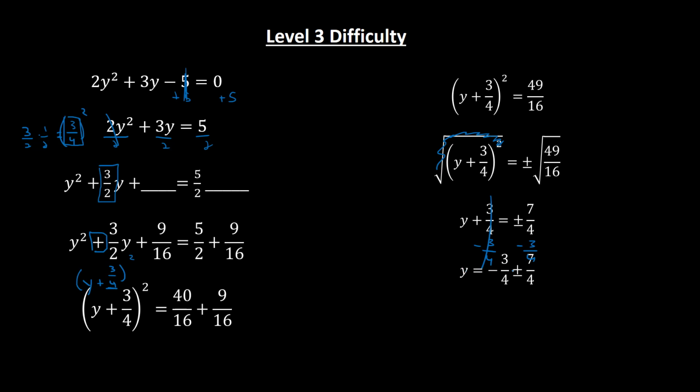Well, that's two different solutions. I can combine those fractions to get my two solutions of negative 3/4 plus 7/4 or negative 3/4 minus 7/4. So for the first equation, we would get 4/4, which would be 1. Second equation would give me negative 10/4, which would be reduced to be negative 5/2.